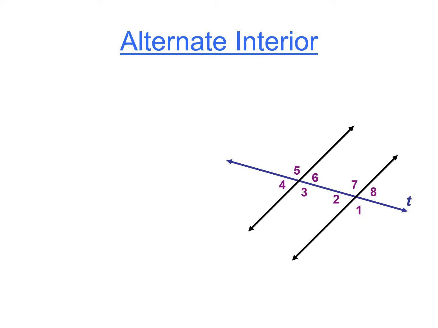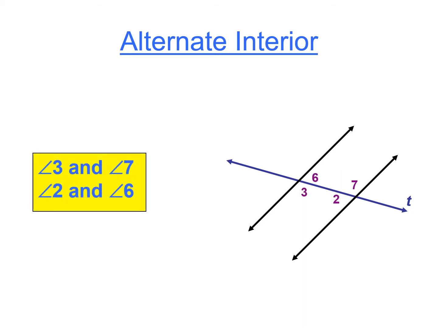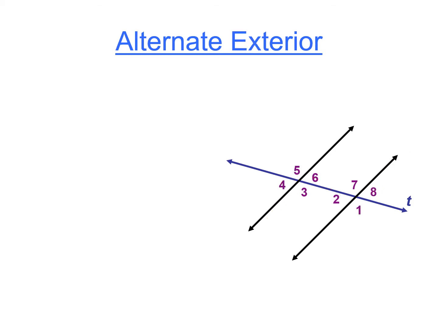Second is alternate interior angles. When we talk about interior, this is the inner part between the two parallel lines, like 2, 3, 6 and 7. So what is the relation between them? 3 and 7 make up alternate interior angles. That means it forms a Z. 3 and 7 and 2 and 6 are known as alternate interior angles and they are congruent.